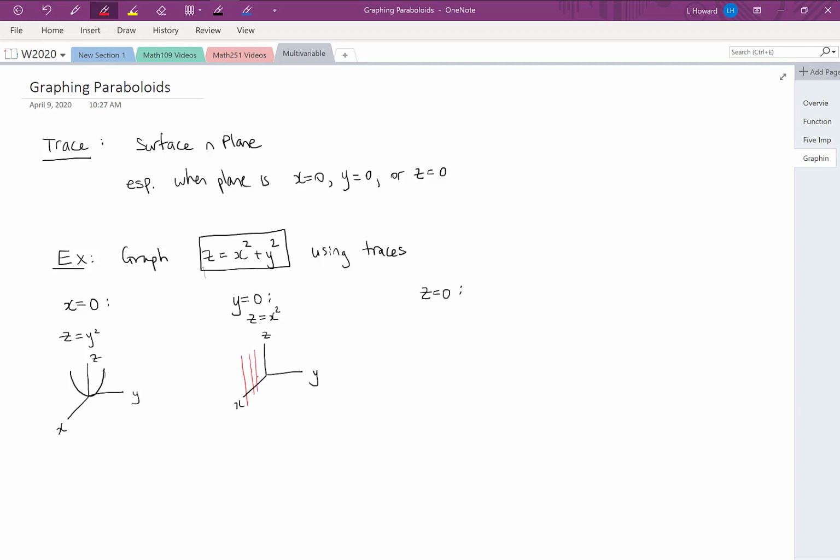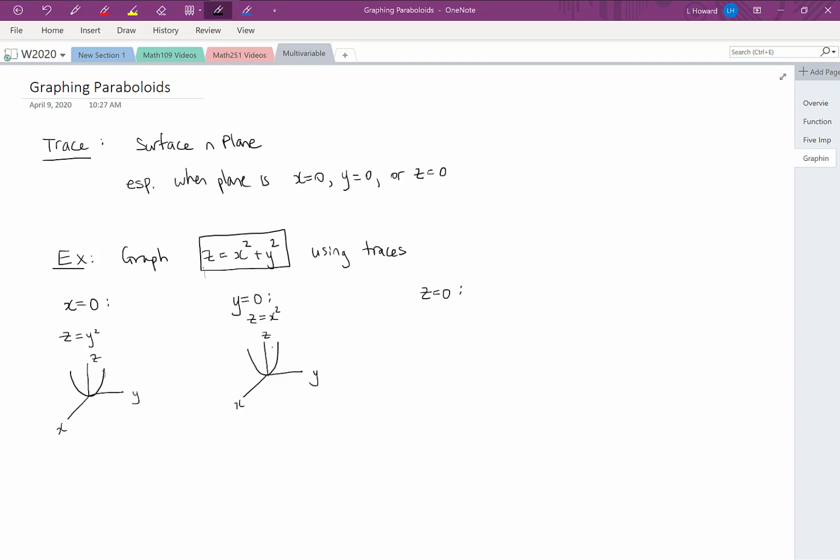So all these points here where y equals 0. So we're not moving to the left of the xz plane, we're not moving to the right of the xz plane. We're just exactly on those points there where y equals 0. Right? And z equals x squared is a parabola that's opening in the positive z direction. So that is a parabola in the xz plane. So that gives us another perspective on our surface, z equals x squared plus y squared.